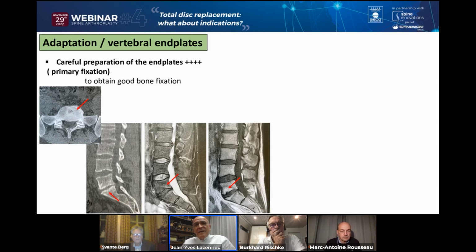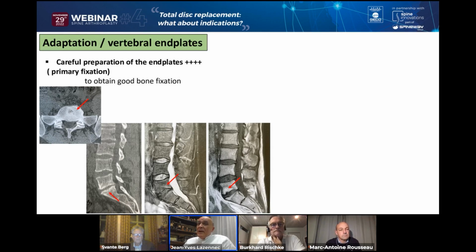Look at the CT scan. It is the same patient, and you see you have a cyst in the end plate, and you have a bone reaction, very different bone reaction anterior and posterior to this disease. How to deal with this?